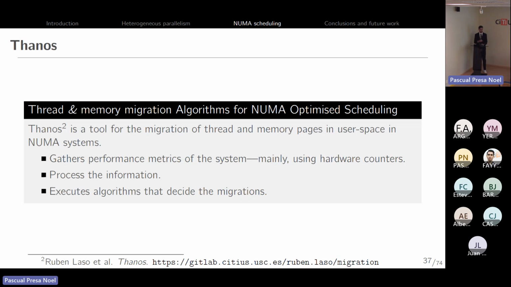In the second one, it processes the information of the hardware counters and tries to gather a bit more from the proc folder. And finally, it executes some algorithms that will eventually decide if migrations are needed and which migrations should be performed.